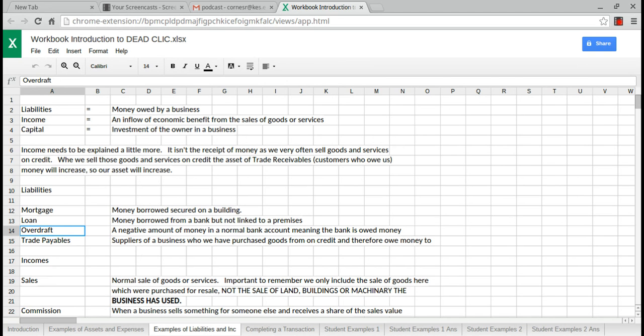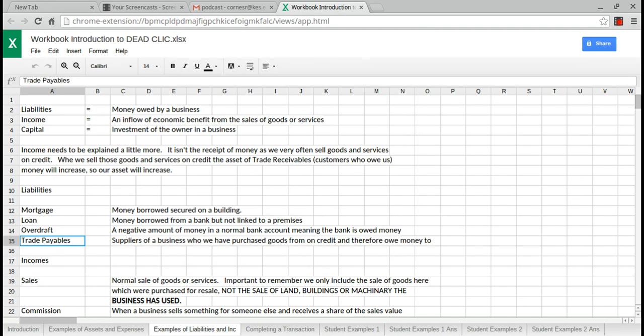Occasionally, I might spend more money in a month than I've actually been paid, and banks normally allow you to have a negative amount of money in your bank account. That's called an overdraft, because we now owe the bank money. And trade payables are people that we've bought things off, but we haven't yet paid them. We bought them on credit, and therefore we owe them the money.